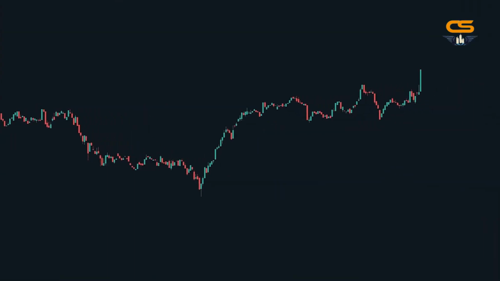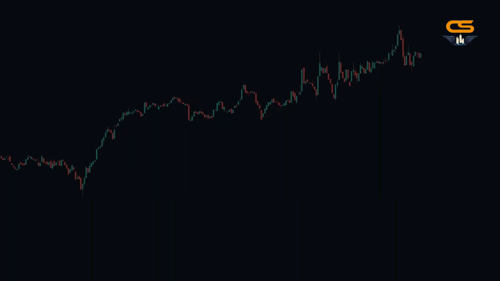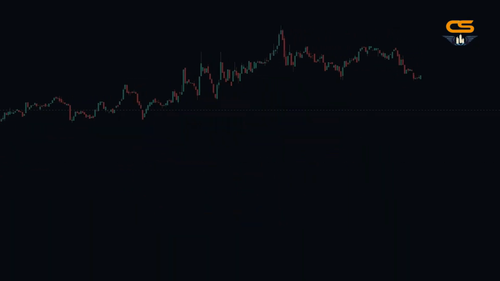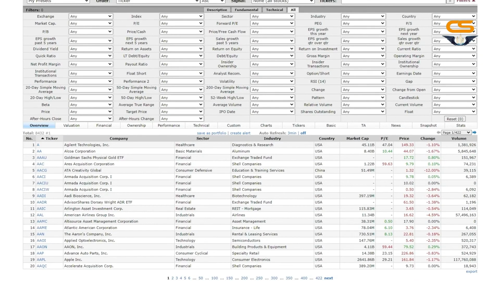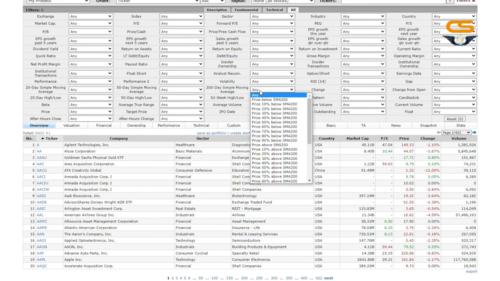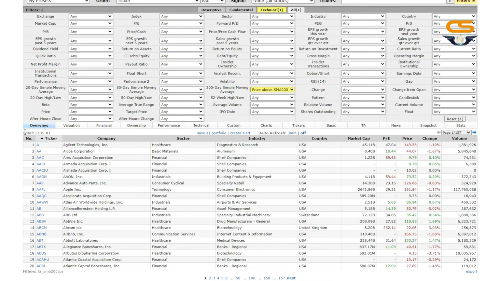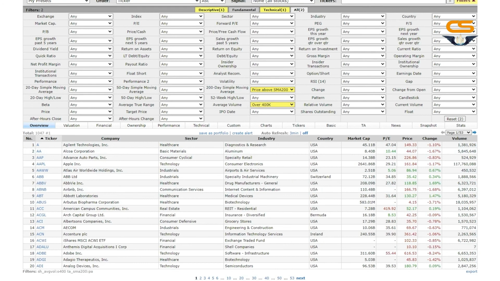This next and final preset is gonna be showing you companies with insane growth and earnings. All these companies will most likely be a really good buy. We wanna be trading with the trend on this one. So we want the price to be above the 200-day moving average. We also want an average volume of over 400K, telling us there's a lot of activity.